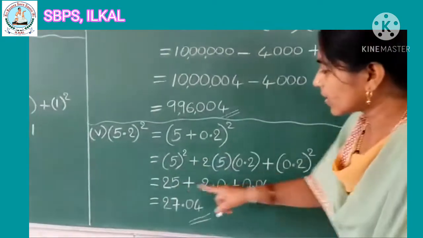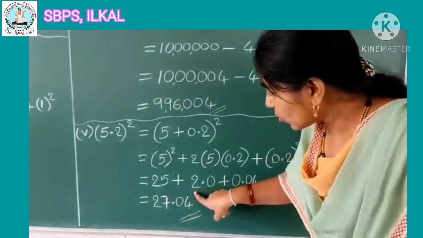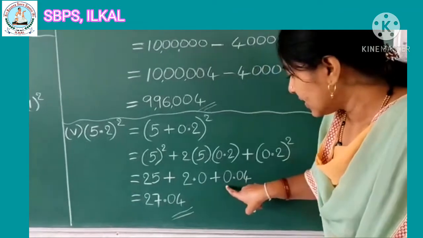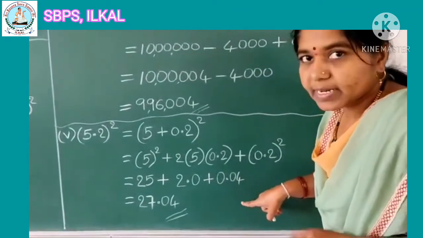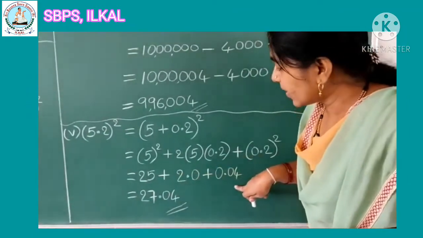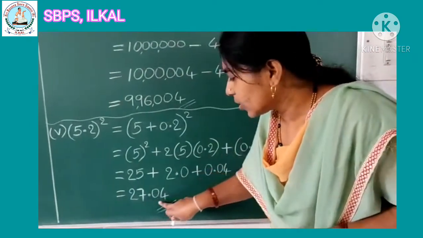Add all these terms, children. It is a whole number. This is the whole part, it is decimal. It is again whole, this is the decimal part. We have to arrange it correctly. When we add, we will get 27.04.